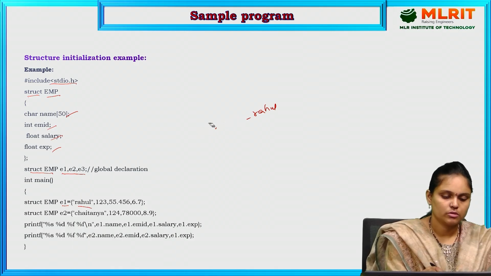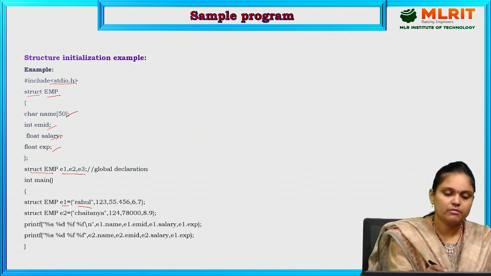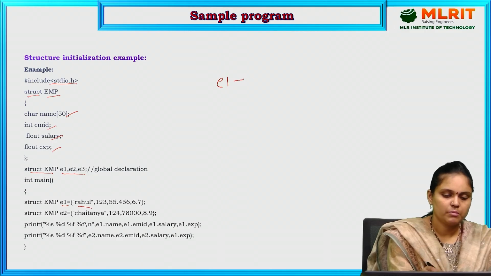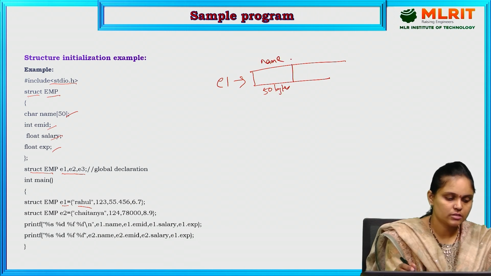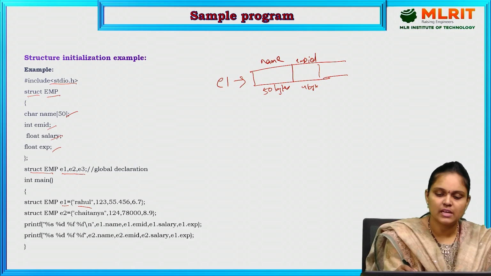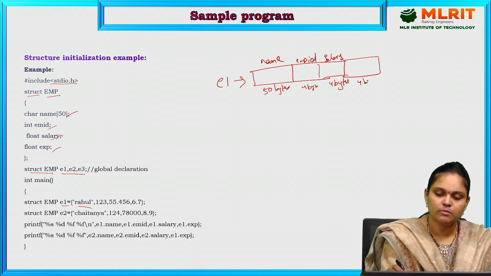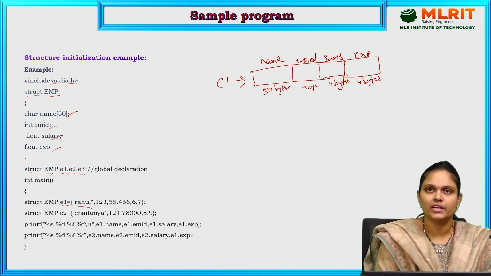Suppose we have declared the variable E1. The memory allocation is: first 50 bytes are used to store the name, and next we have the int data type, so the next 4 bytes are used to store the EMP ID. Next is float salary, and the float data type size is also 4 bytes, so the next 4 bytes are used to store salary. And experience is also a float data type, so for experience also the memory allocated is 4 bytes.